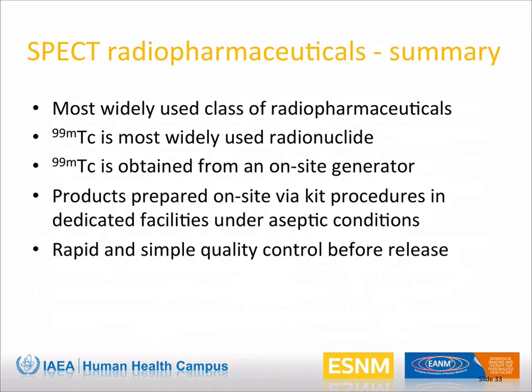So, to summarize, SPECT radiopharmaceuticals are the most widely used class, with technetium making up probably 80–85% of all studies. The technetium is obtained on-site from a generator. Similarly, the products are prepared on-site using kit procedures in GMP-compliant facilities with aseptic conditions. And then there is rapid and simple quality control, which is performed before the product is released for use in patients.